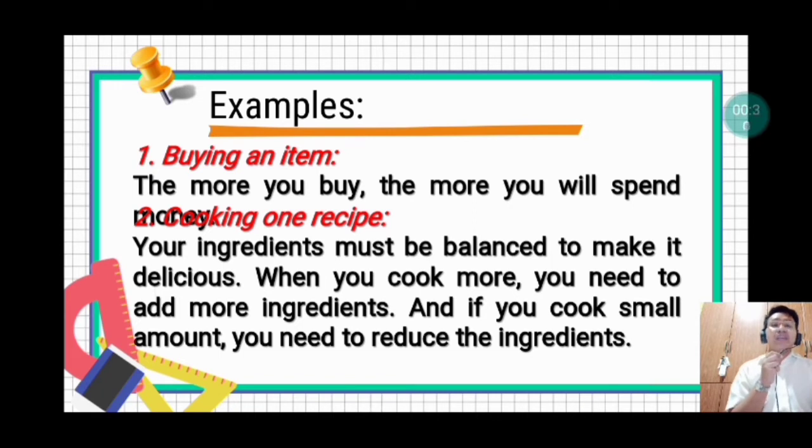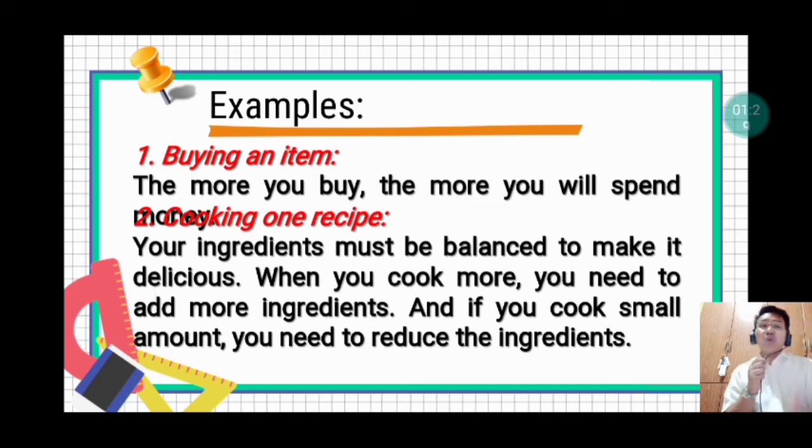So, consider na magbe-birthday ka ngayon. Syempre, favorite mo yung spaghetti. And at the same time, darating yung mga friends mo. And of course, si mami, kailangan niyang magluto ng maraming spaghetti. At the same time, kailangan niya ring mag-add ng more ingredients para mag-balance yung dami ng spaghetti sa sarap ng spaghetti, okay? Syempre, kapag madami kang iluluto, kailangan mo ring madaming ingredients, kasi may tendency magkulang yung sauce ng spaghetti, okay? So, that is why it becomes direct proportion. The more you cook, the more you will add ingredients.